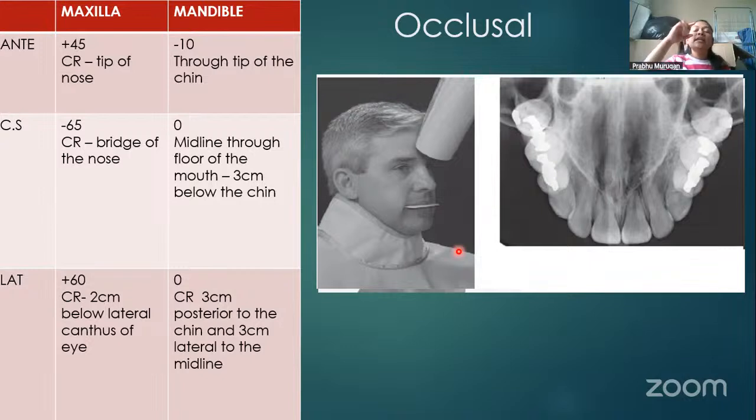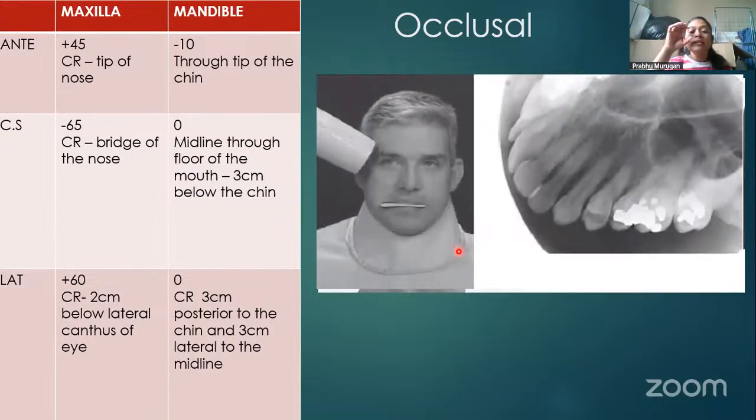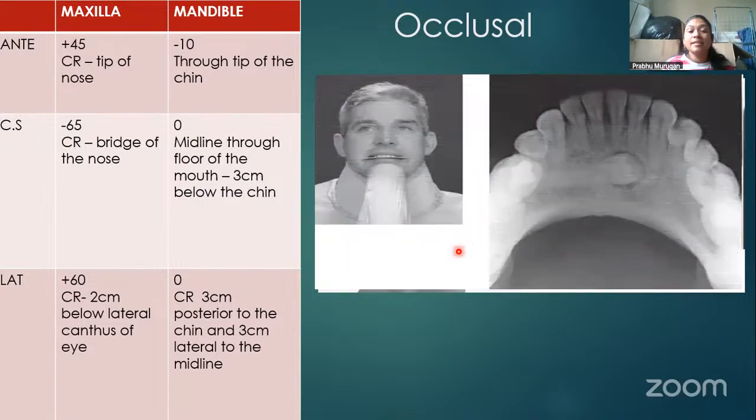So 2 centimeters lateral to the outer canthus of the eye, 2 centimeters below the lateral canthus of the eye. This is the lateral radiograph. Vertical angulation is almost the same, but only the side towards the side of interest is going to vary. So these are the three projections for your anterior maxilla.